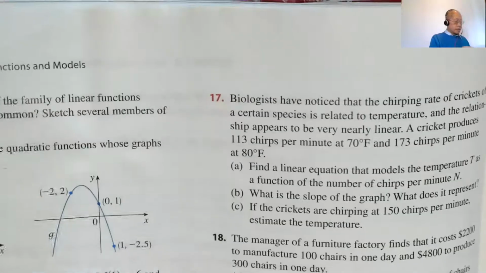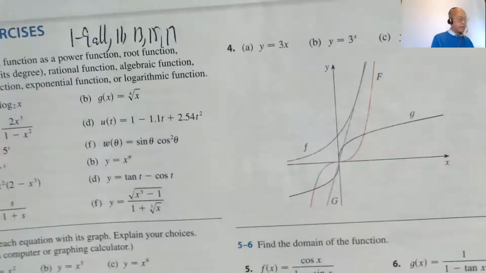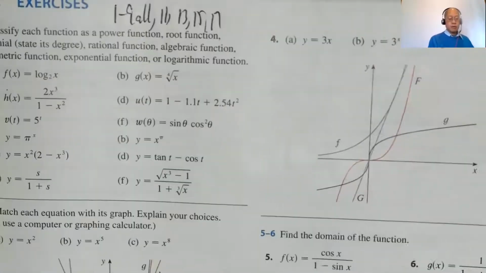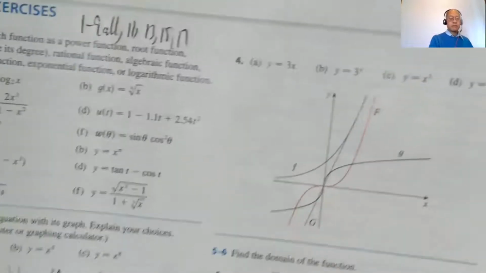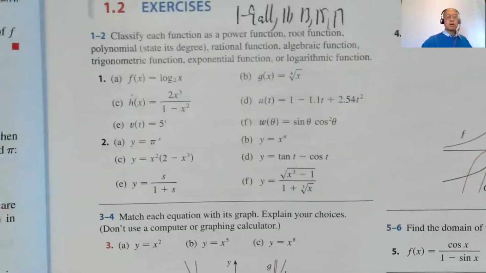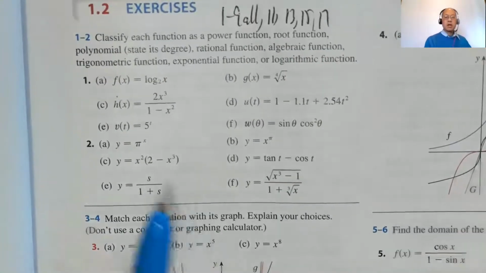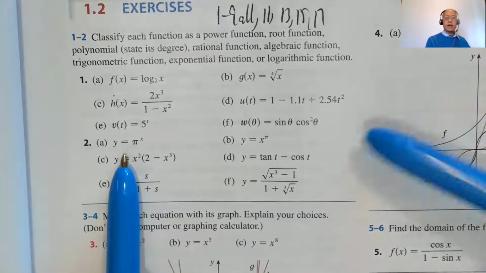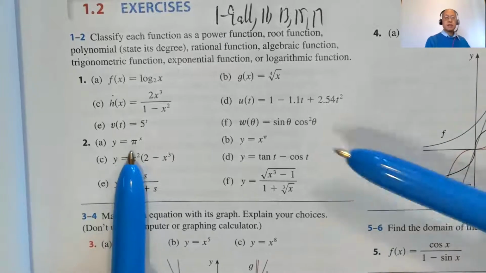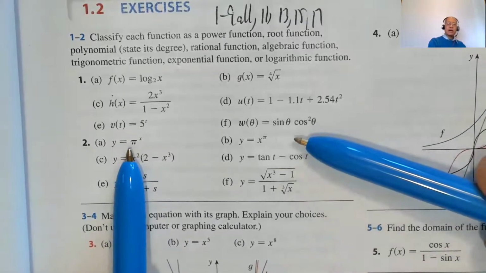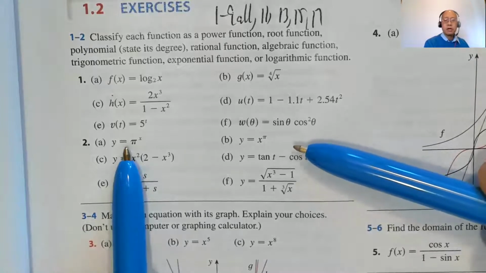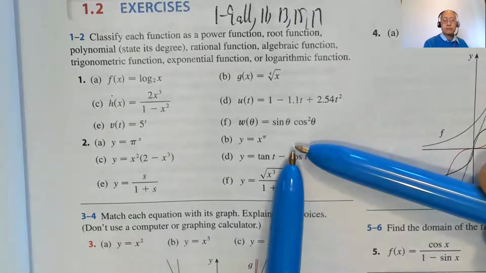1 and 2 is just recognizing what kind of functions you have. So just state what type of function you have. And please notice the difference between 2a and 2b. This is pi to the x, this is x to the pi. Okay, this is considered exponential. So 2a is exponential, b is a power function.